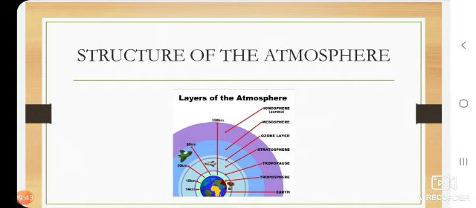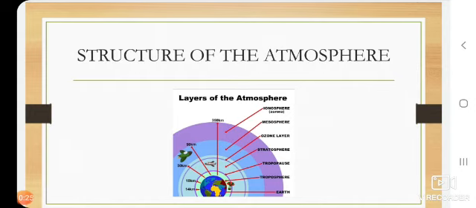And the next one is the exosphere. What is the exosphere, children? It is the topmost layer of the Earth's atmosphere. In this layer, the atmospheric pressure is extremely low. Its upper limit is uncertain, and this layer acts as a transitional zone between the Earth's atmosphere and interplanetary space.